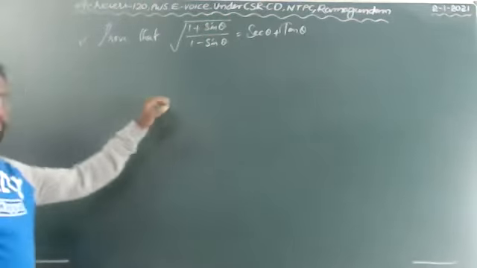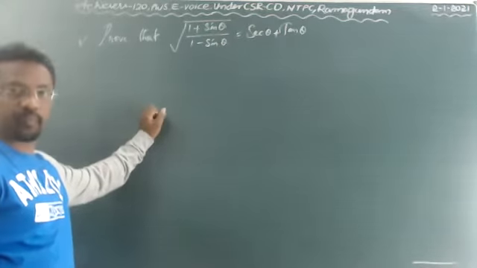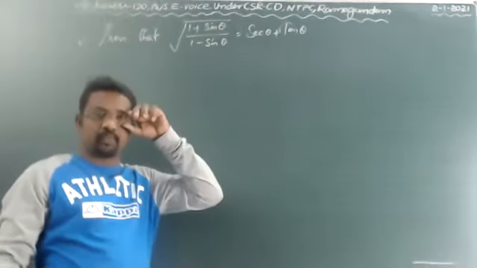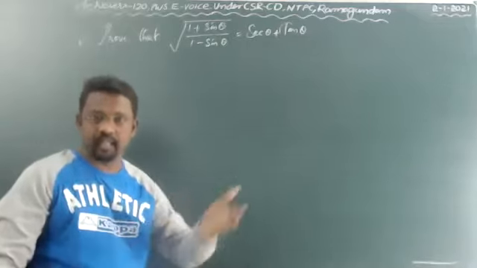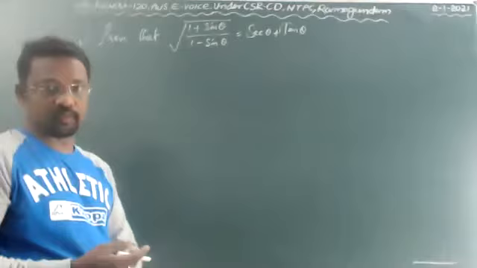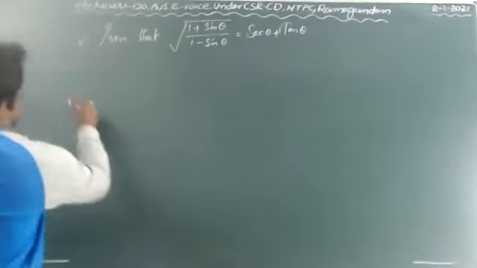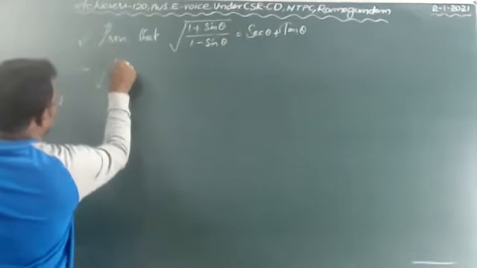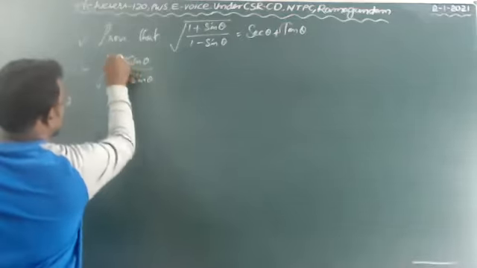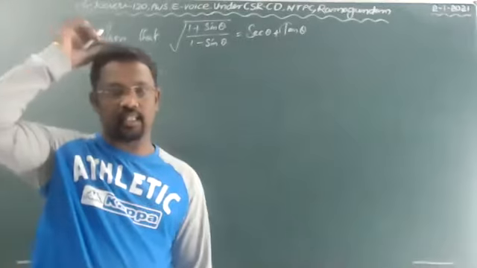Prove that root of 1 plus sine theta by 1 minus sine theta is equal to secant theta plus tan theta. Try to pronounce sec as secant. It sounds very fine to call it secant. Okay, we'll prove this one. Take LHS. That LHS is root of 1 plus sine theta by 1 minus sine theta.